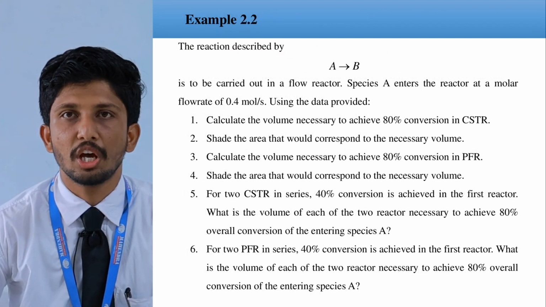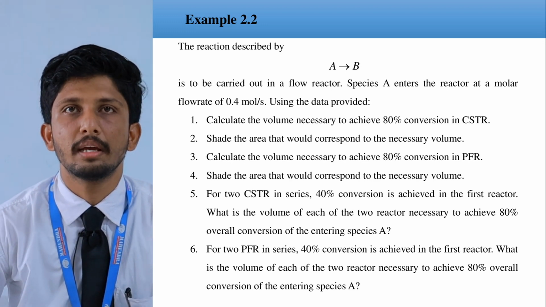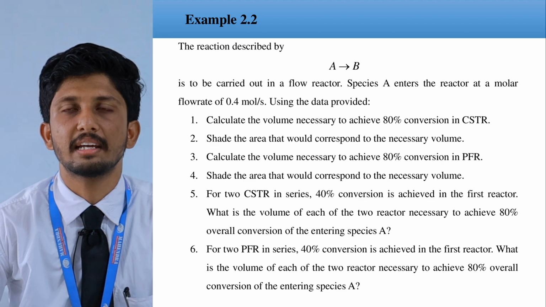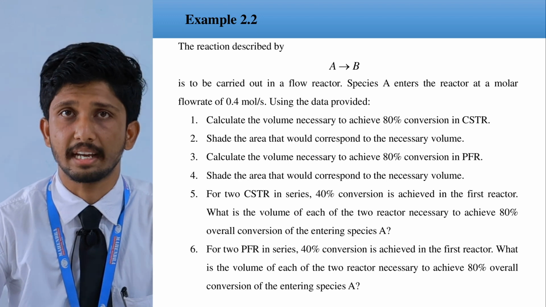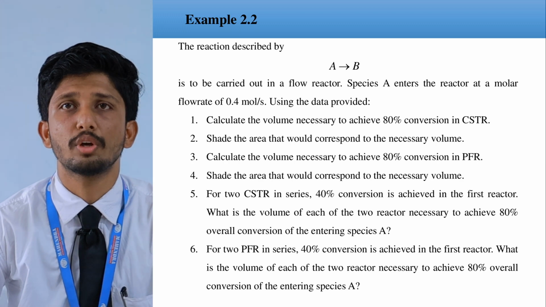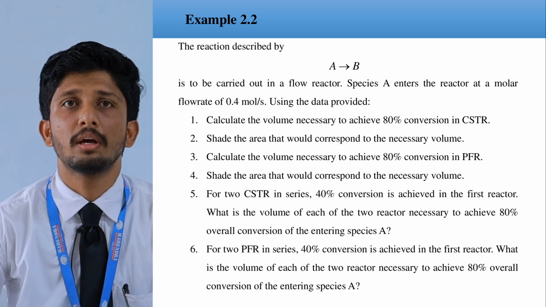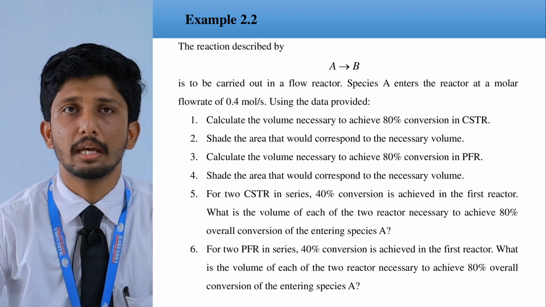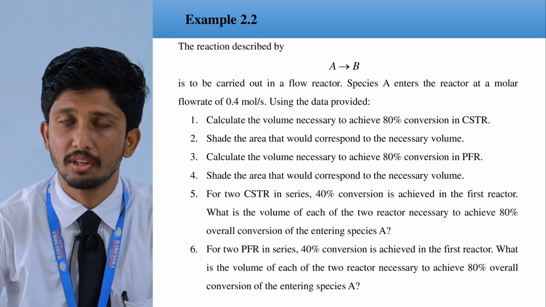Next I am going to solve a problem. The reaction A gives B is carried out in a flow reactor. Species A enters the reactor at a molar flow rate of 0.4 moles per second. Using the data provided, calculate the volume necessary to achieve 80% conversion in a CSTR, then calculate the volume for a PFR, and then determine the reactor volumes for reactors in series.